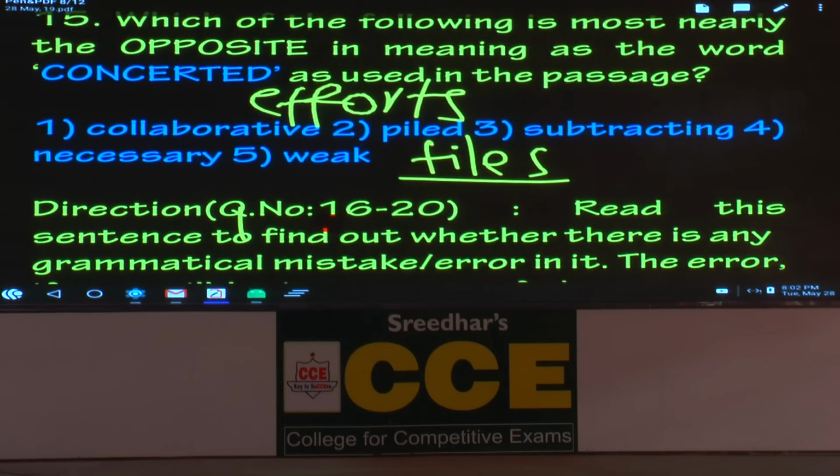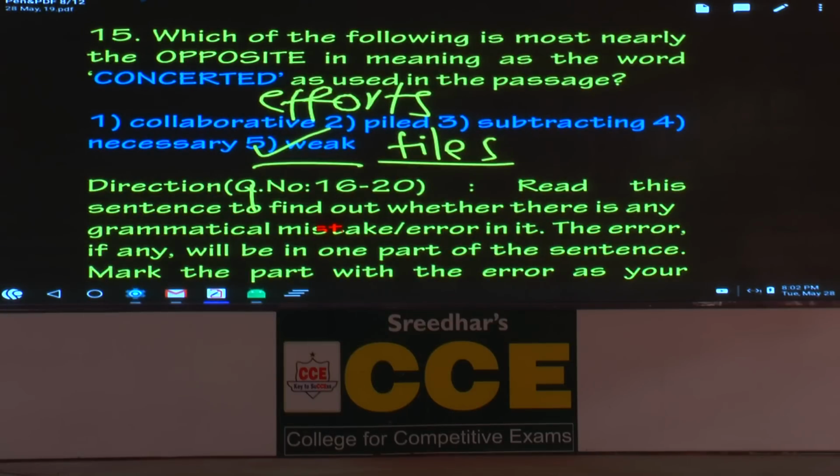Together, generally what happens, there is a saying in English, what is it? United, we are weak or strong? Strong. There is a saying, India's strength is what? Unity in diversity. Unity always brings in strength. So when you put in concerted efforts, they are strong or weak? Strong. So what is the opposite word? So what is the answer here? Fifth option is the answer.